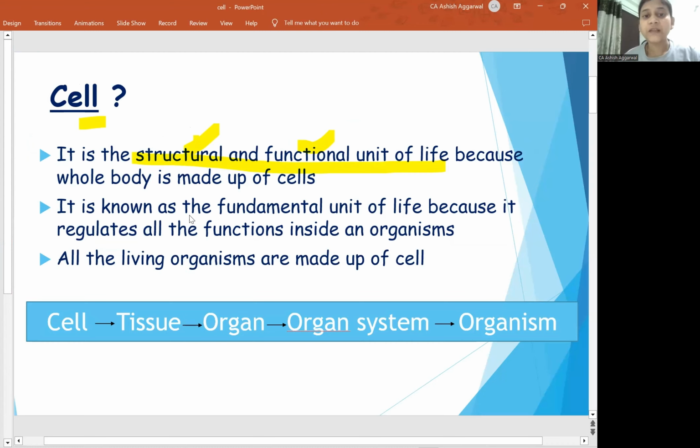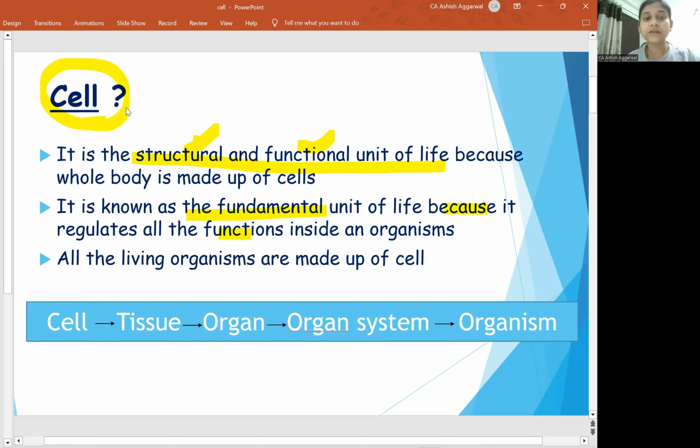Another definition of a cell is that it is also called the fundamental unit of life. Why is that? Because it regulates all the functions inside an organism. All types of living organisms are made up of cells. They can be of different types, and different types of cells will form the living organisms. So the cell is the smallest unit. It helps to form a complete organism.